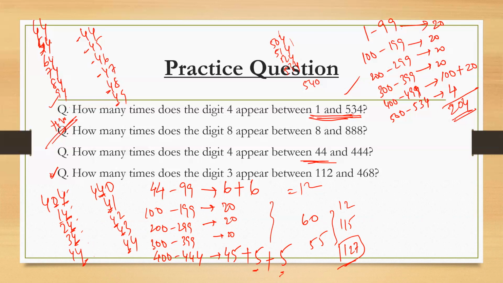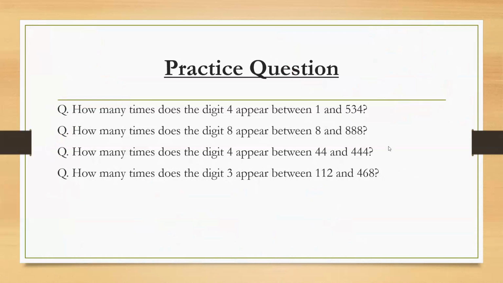We are doing this exercise because we want everyone to get the same answer, right? So here the question is, how many times does the digit 3 appear between 112 and 468? This kind of question you can expect. Again, break it down: 112 to 199, 200 to 299, like that. Then try solving.